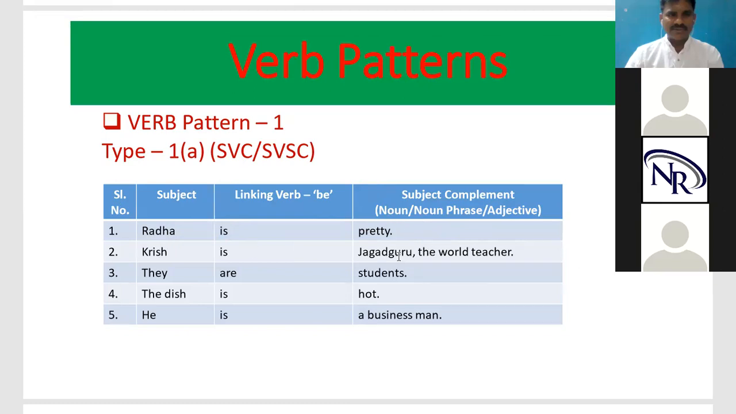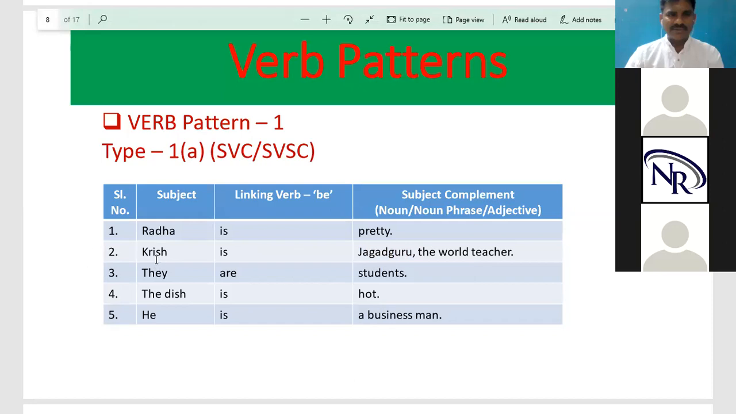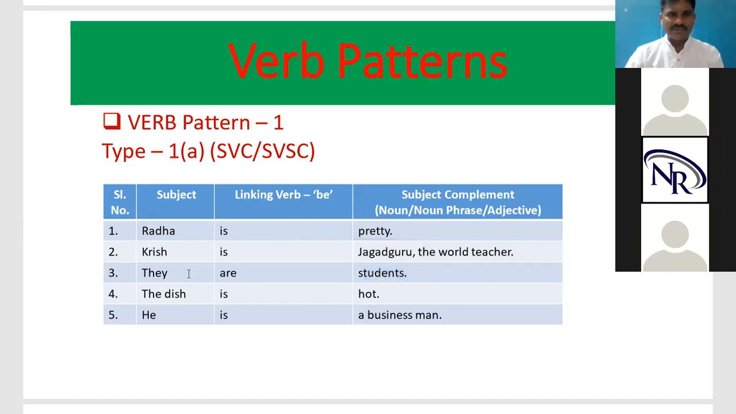Next, Krish is Jagat Guru, the world teacher. What is the subject here? Krish. Is is the linking verb. Jagat Guru tells about Krish, so Jagat Guru is the subject complement. They are students. The subject is they, the linking verb is are, and students is the subject complement. We are students. They are students. Students gives information about the subject.